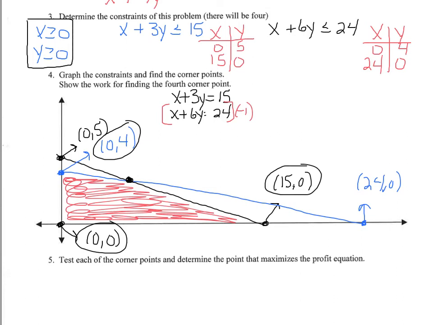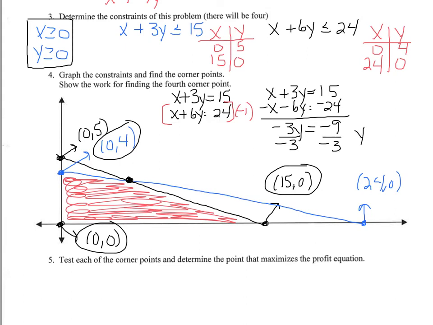So here's my system of equations that I'm going to solve. x plus 3y equals 15. That one stays the same. The bottom equation is now -x minus 6y equals -24. Adding these two equations together, I would get -3y equals -9. And then if I divide both sides by -3, y is going to be equal to 3.